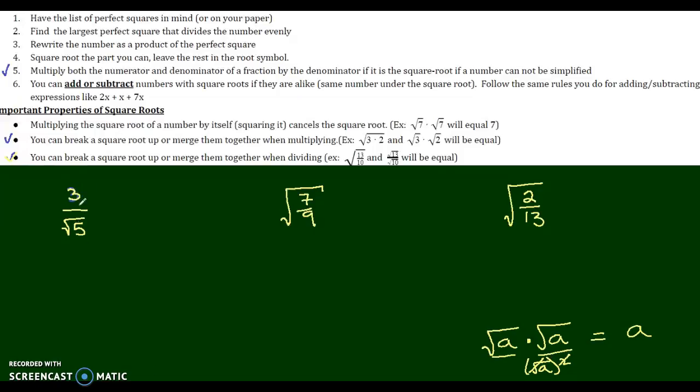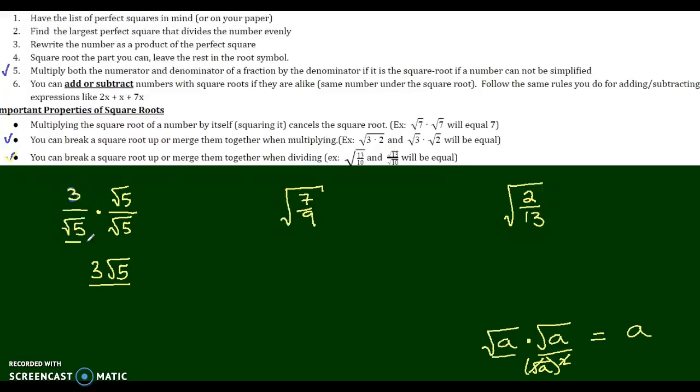Over here, I see I've got a 3 over square root of 5. I don't want to leave square root of 5 in the denominator. So to get rid of it, I'm going to multiply both top and bottom of this fraction by the square root of 5. When we're doing the top, one number is under a square root and one is not. So when we multiply these together, we can't really do much other than say it's going to be 3 times the square root of 5.